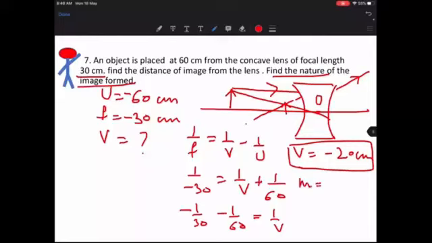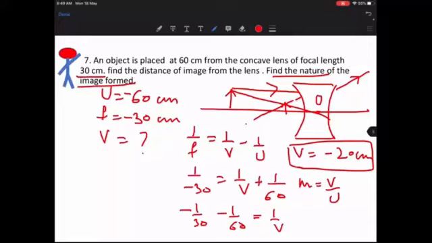Your magnification in case of concave lens is v upon u. So just divide and let me know what is the calculation. It is also too simple, and then you have to comment on whether it is inverted or erect. It has to be virtual and erect. Okay. What is the magnification?